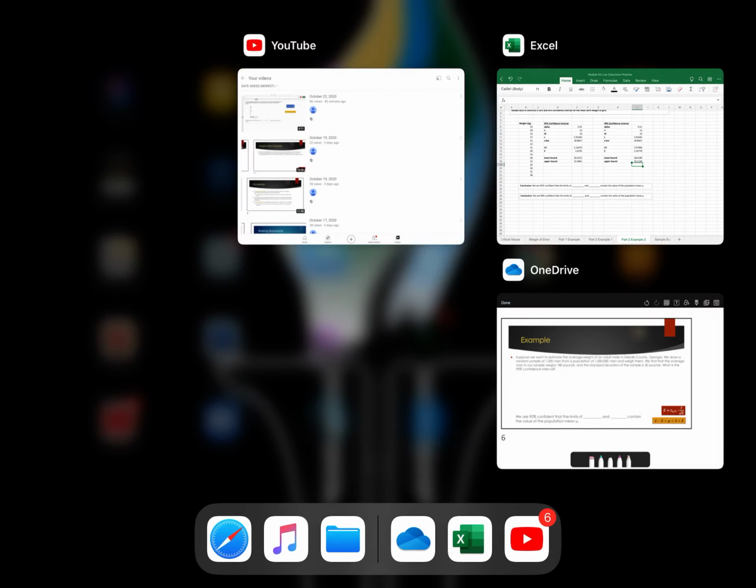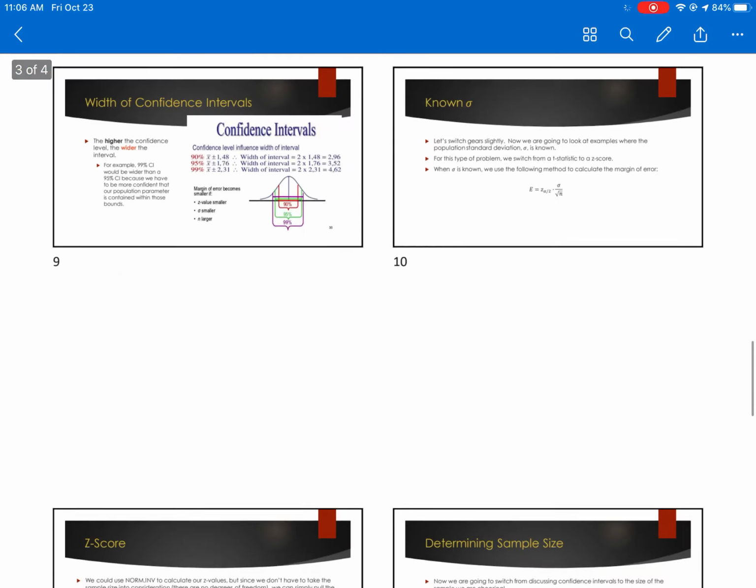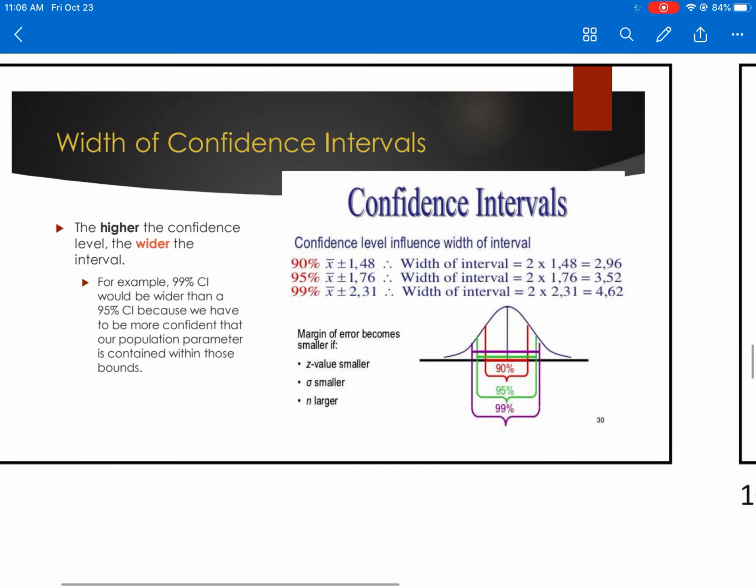Okay, so let's go back to our notes. So those were some great examples. So let's go here. So the width of the confidence intervals. So that does mean something. The higher the confidence level, the wider the interval. Okay, so for example, a 99% confidence interval would be wider than a 95% confidence interval because we have to be more confident that our population parameter is contained within those bounds.